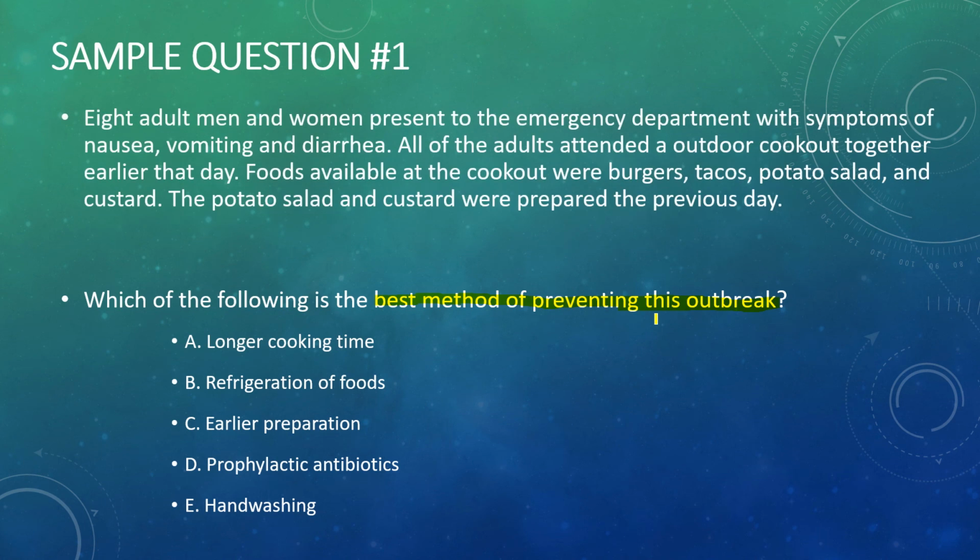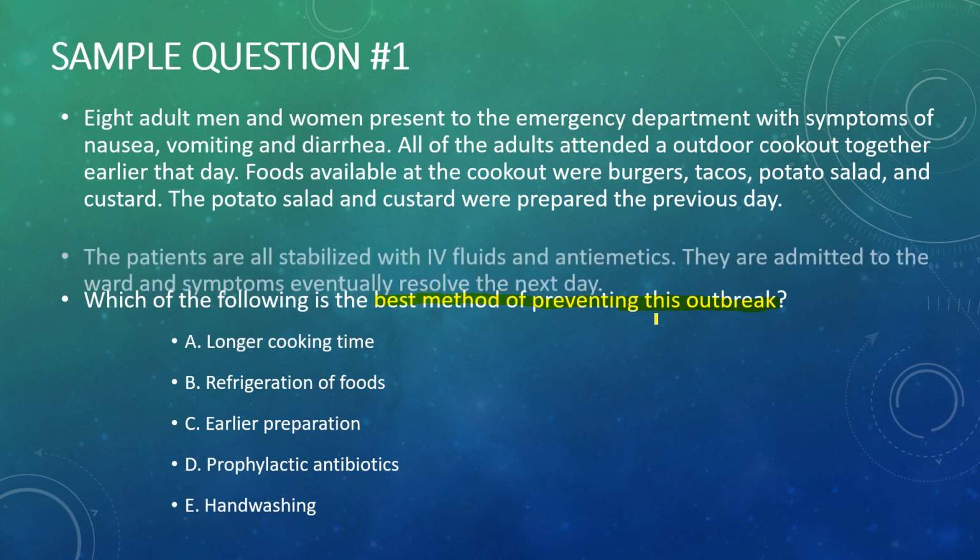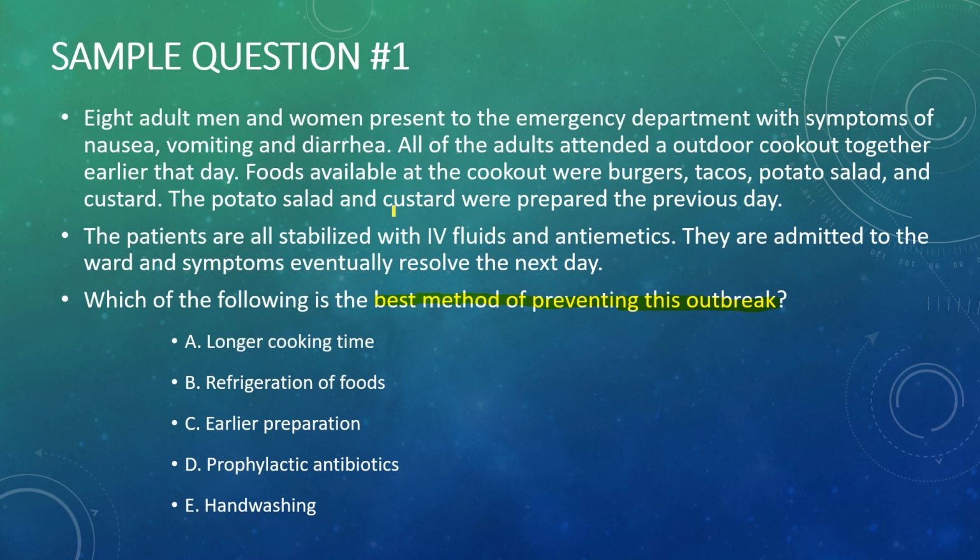So we have 8 adult men and women present to the emergency department with symptoms of nausea, vomiting, and diarrhea. All of the adults attended an outdoor cookout together earlier that day. Foods available for the cookout were burgers, tacos, potato salad, and custard. Potato salad and custard were prepared the previous day. The patients are all stabilized with IV fluids and antiemetics, and they're admitted to the ward and symptoms resolved the next day.